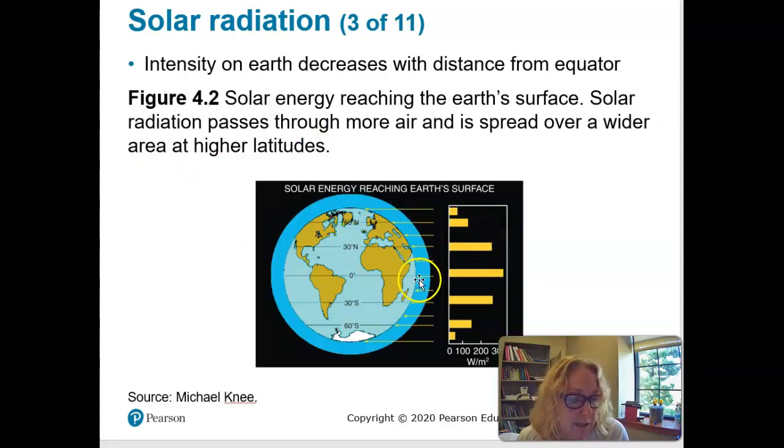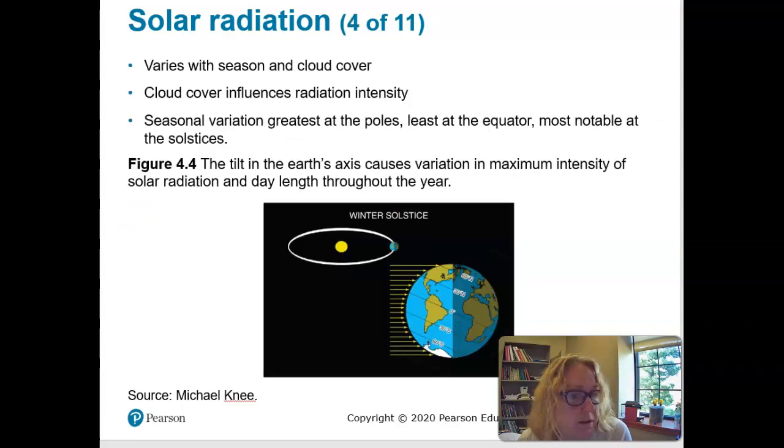Here again is the equator and the amount of solar radiation that you're getting. Solar energy reaching Earth's surface is going to maximize here at the equator. Reaching the Earth's surface, the solar radiation passes through more air and is spread over a wider area at higher latitudes. So here are the higher latitudes. You're going to get less solar radiation.